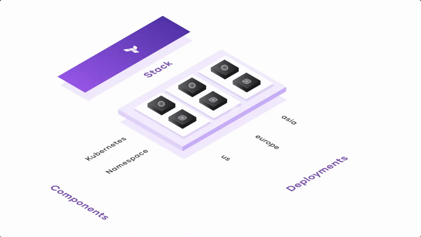Stacks has two main concepts that you need to get your head around. One is the idea of components. And components kind of map to those child modules that go in your root module. They're the different layers that build your application. And each component is going to refer to a module that you're trying to deploy. The other big concept is deployments.